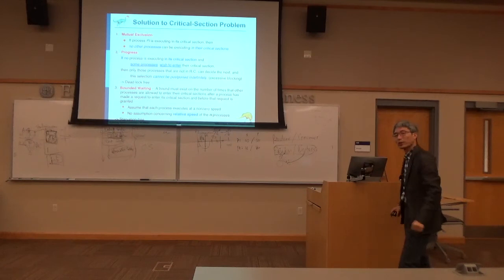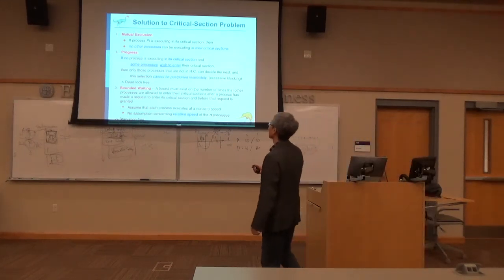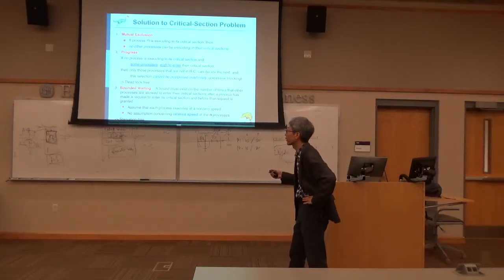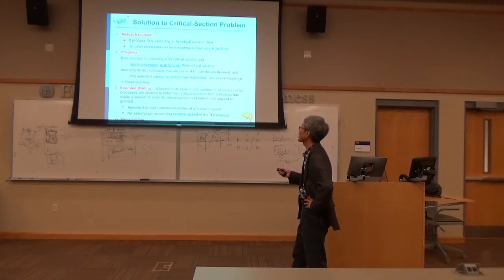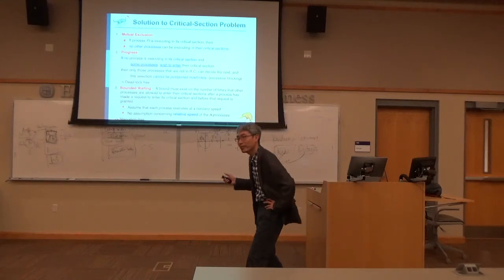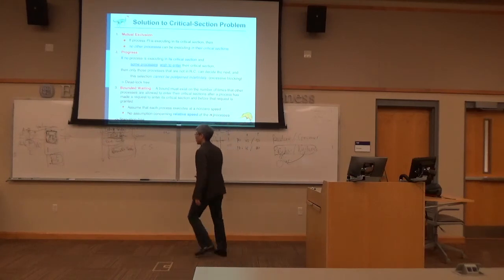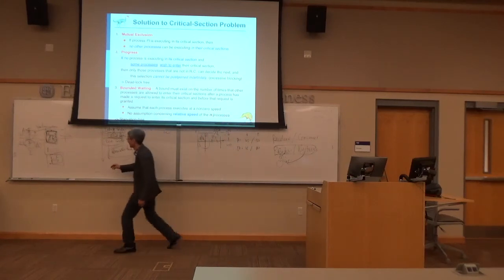Okay, so let me read the definition of the progress requirement. If no process is executing in its critical section, and some processes wish to enter their critical section, this is important, then only those processes that are not in the remainder section can decide the next one. Which means, let's go back to the toilet bowl example.